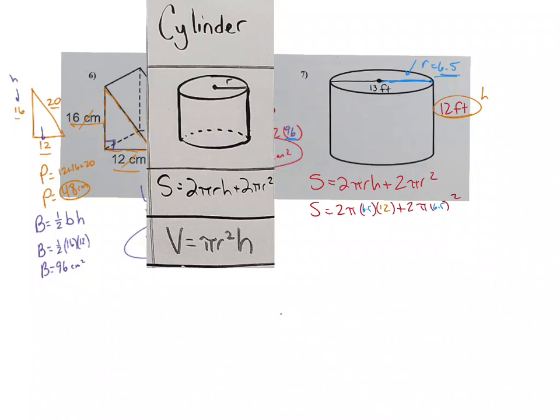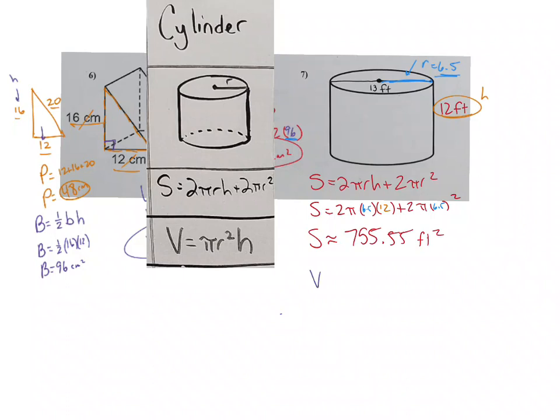So I'm just going to type it in my calculator exactly the way it sees. That's it. I'm going to press 2, then the pi button, then parentheses, 6.5, close parentheses, 12 plus 2 pi 6.5 squared. I end up with surface area is about, remember, because we used pi, I had to round, 755.55. And it is square feet.